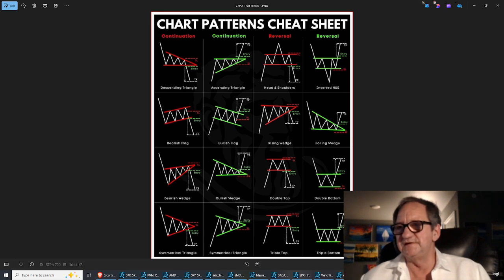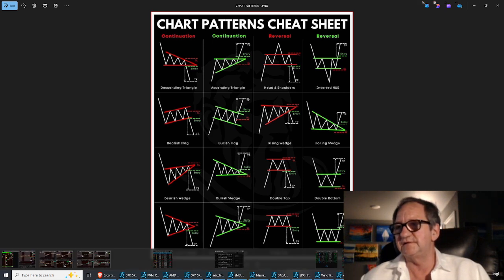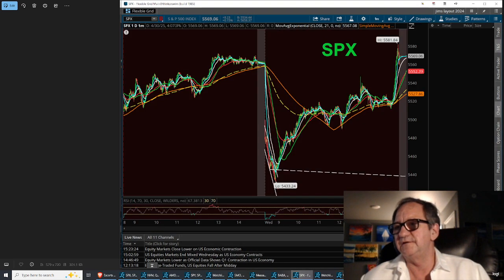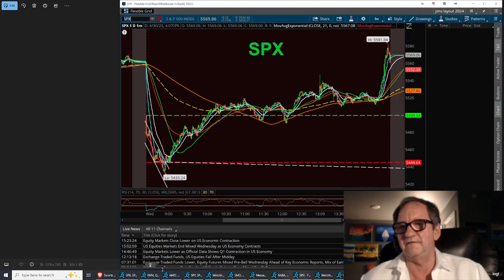So this is a sneaky snake trading strategy. Let's see if I can get back to that chart. Where's it at? Nope, that ain't it. Is it this one here? Yeah, we'll find it.